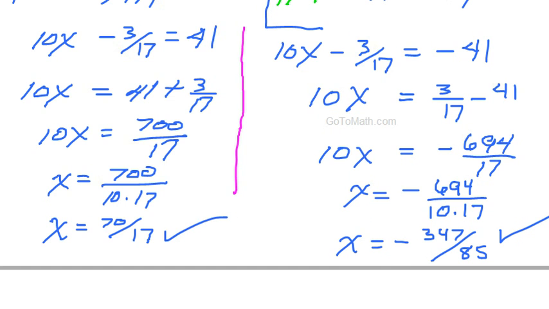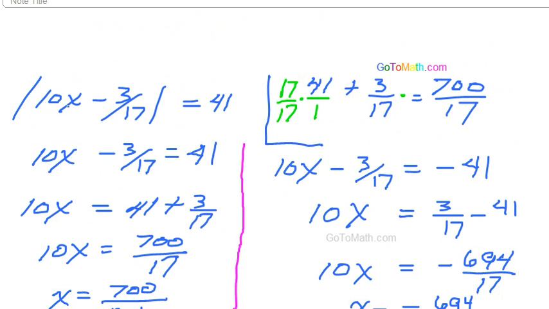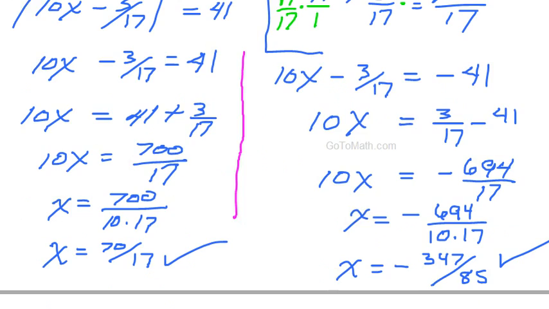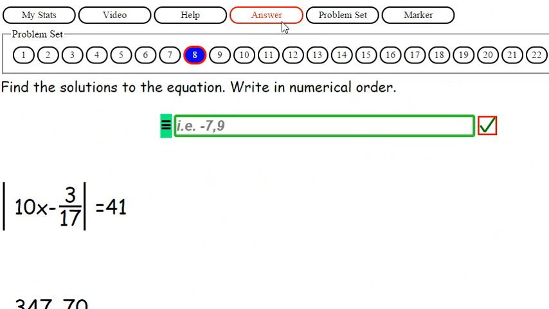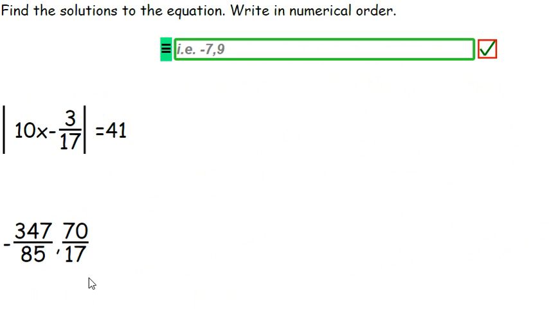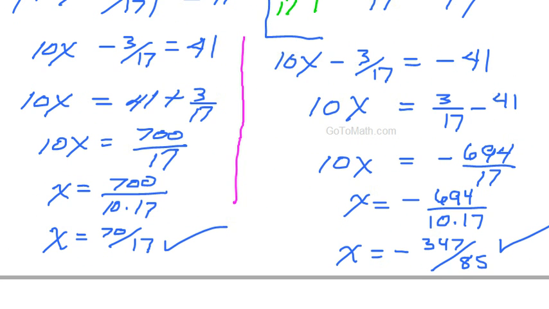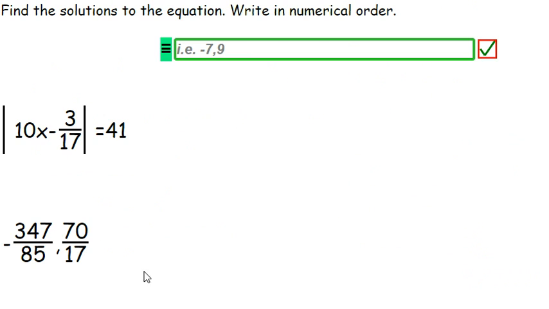Now remember, you can always check those by taking them and bringing them up over here, plugging them in, and this side should equal 41. And if it doesn't, then that means that solution is not correct. Alright. So let's remember our numbers here: negative 347 over 85 and 70 over 17. Right? Is that right? Yeah, 70 over 17. Okay, and I'll let you go ahead and plug those in right there.